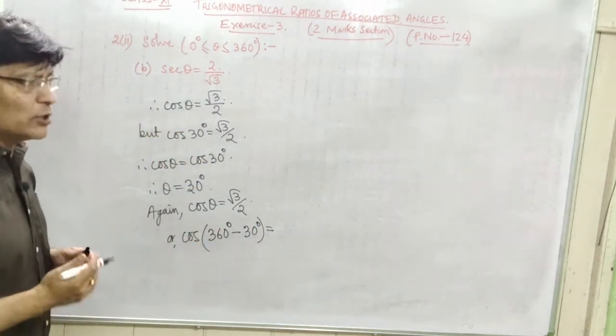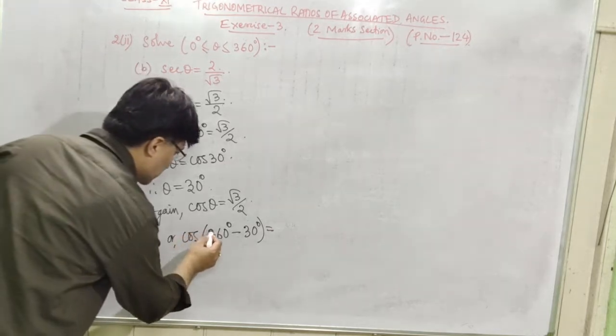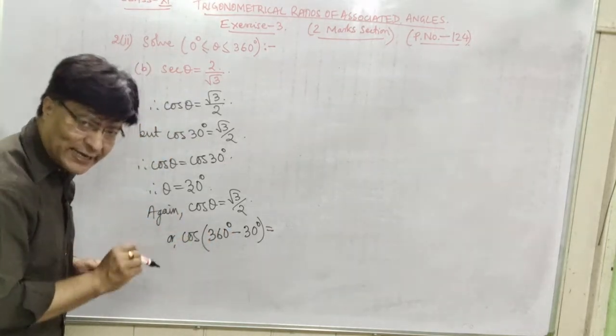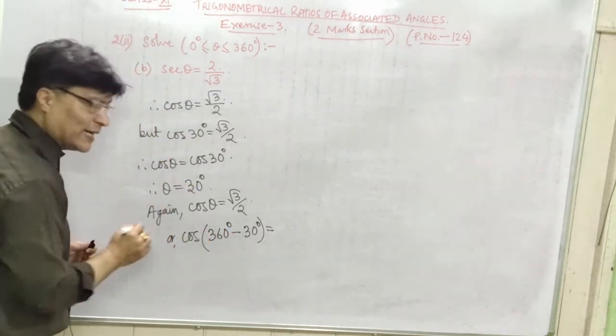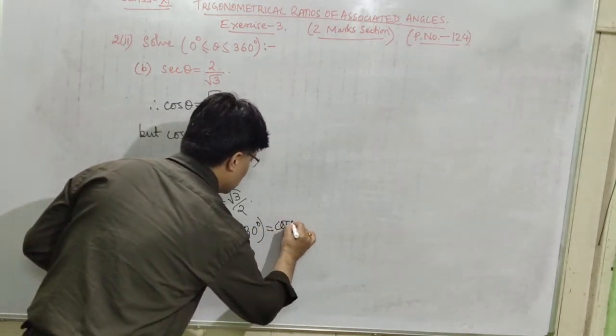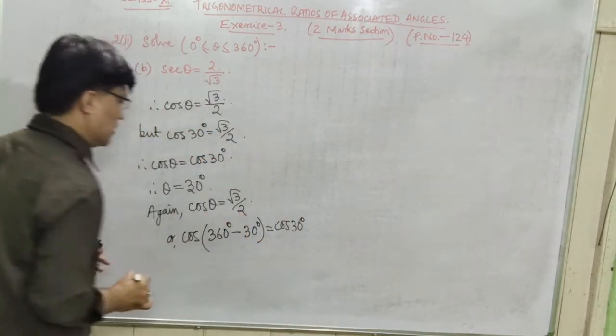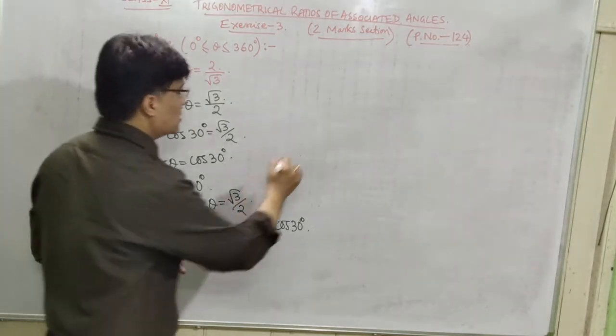So positive sign, usually we don't write it. And since 360 is an even multiple of 90, cos remains as it is. So it is cos 30 degree. Okay.